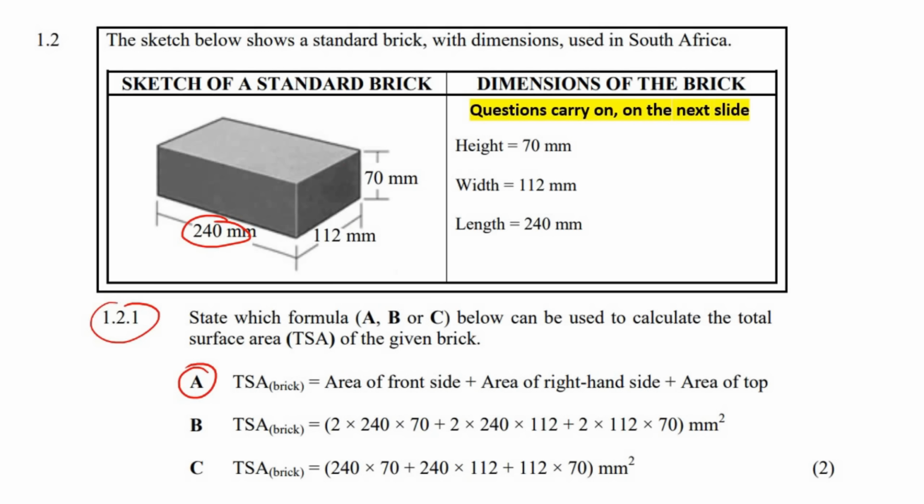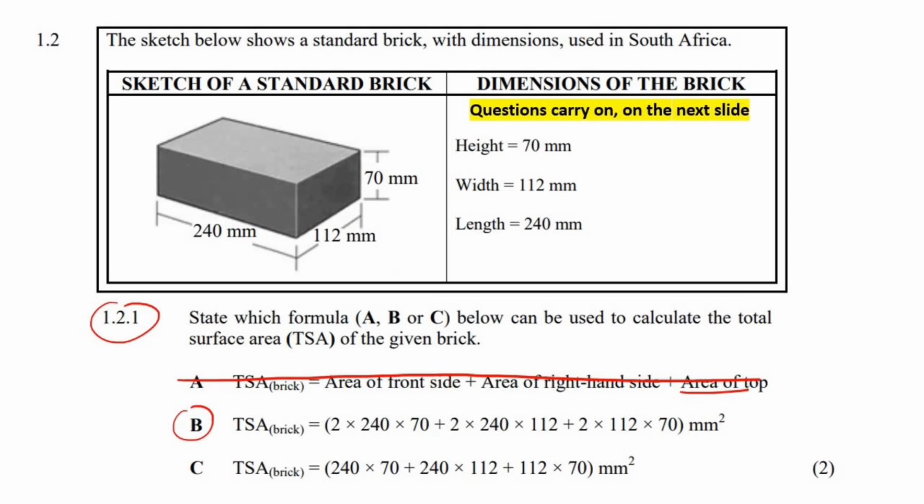So let's start with A and see if that one works. It says that it's the area of the front side. Then there's the right-hand side, and then there's the top. That is not good enough, because what about the bottom? What about the left-hand side? What about the part that's at the back? So A is definitely not enough. The formula needs to give us all of the surface areas, not just some of them.